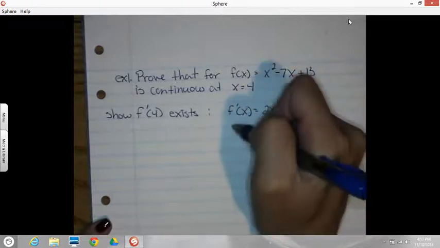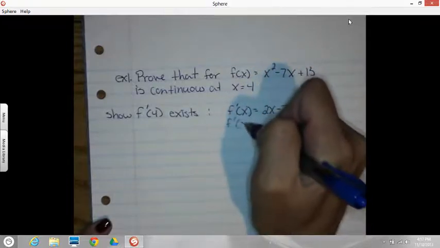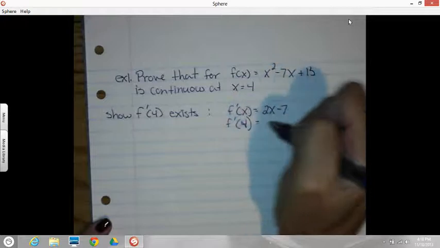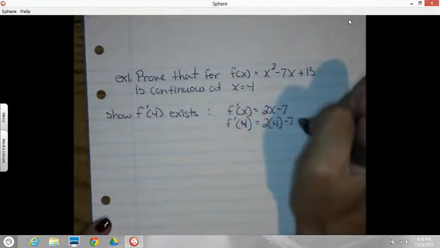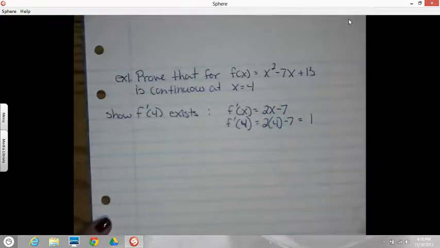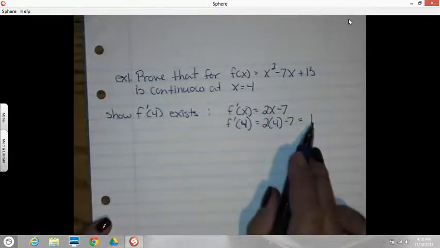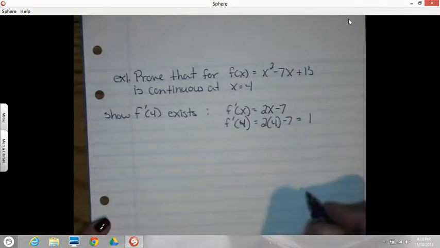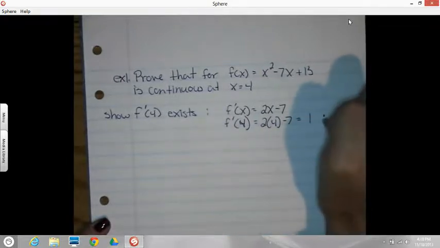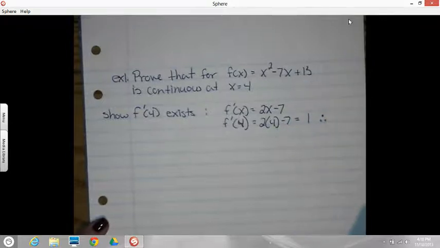Now plug in the 4. If I get a real number, I'm good to go. Let's see, that's going to be 8 minus 7, 1. So because the derivative does exist, nice real number 1, it's continuous. So I can say, therefore, that's old school, therefore, continuous.